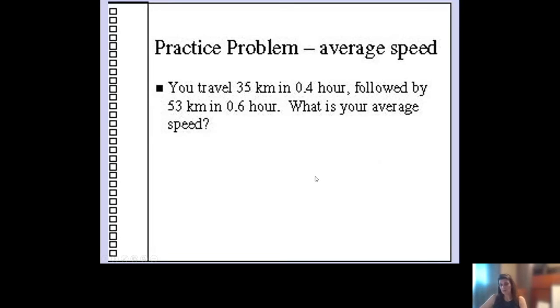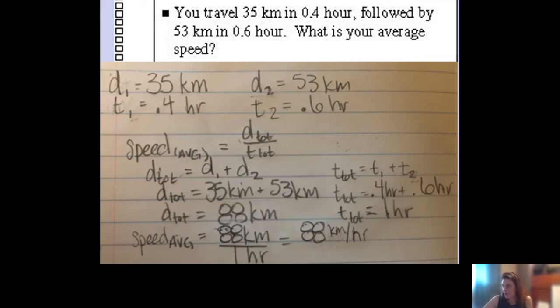So here's a practice problem. I want you to pause this and write it down and see if you can figure out average speed if you travel 35 kilometers in 0.4 hours and 53 kilometers in 0.6 hours. What would your average speed be? Now pause it. I'll wait. Welcome back from your pause.